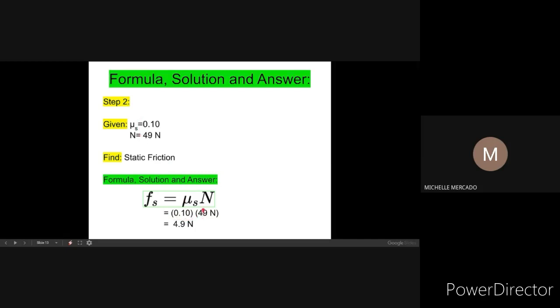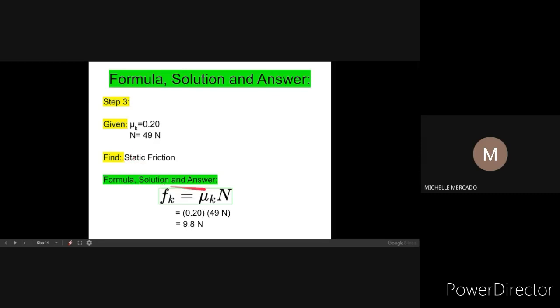0.10 multiplied by 49 Newton, the answer will be 49 Newton. Step 3, so we're going to find the kinetic friction. Again, the given coefficient of kinetic friction is equal to 0.20. The given normal force is equal to 49 Newton. Then we're going to find the kinetic friction. So it should be kinetic.